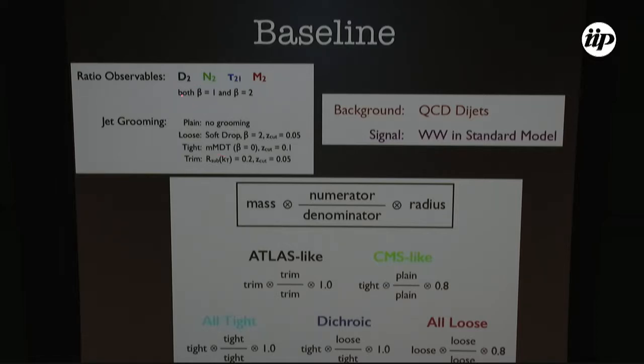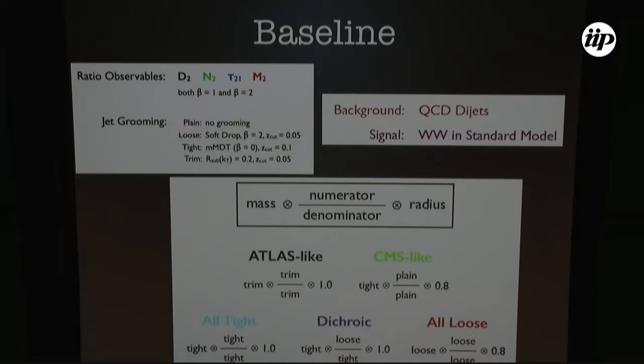So this is for two-prong tagging. ATLAS is using D2 now. CMS is using N2. These are essentially different variants of the energy correlators. Then there is tau2-1, which people have been using for a while. And then M2 is another variable. We looked at both beta 1 and 2. And then there are, of course, different grooming strategies.